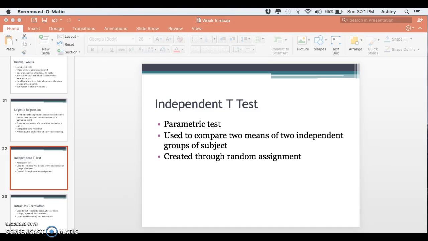Groups are generally considered independent because each is composed of an independent set of subjects with no inherent relationship derived from repeated measures or matching. So this is one that I think is pretty much what I want you to get out of it, that you will see fairly often. It's a parametric test, and it's used to compare the means of two independent groups of subjects.